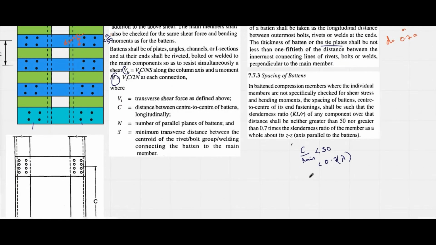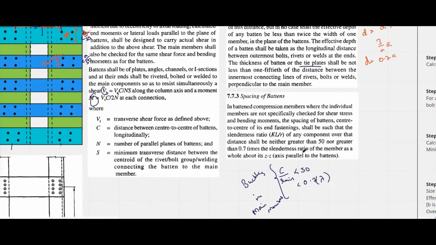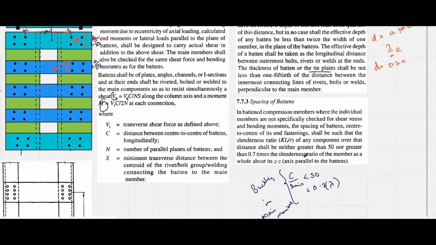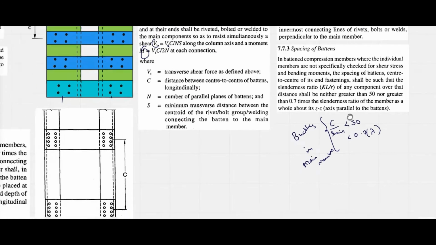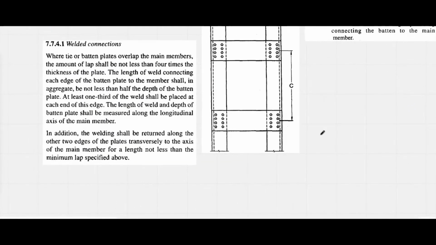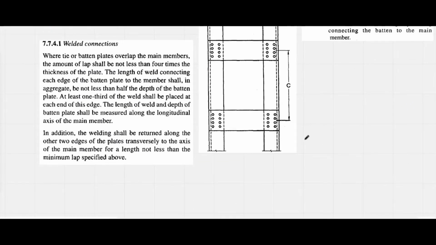So we need to identify this to overcome the failure with buckling in an individual member or buckling in the main member. Here we are doing it with respect to spacing. So with this data, again we can see about end connections also. We can study about end connections too, especially when there is a welded joint.